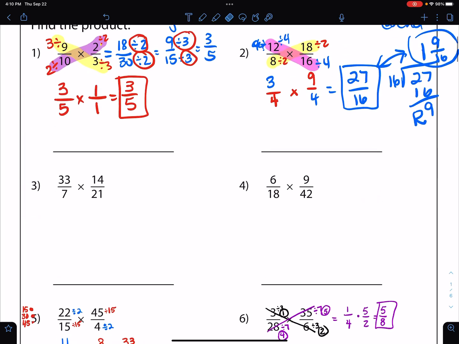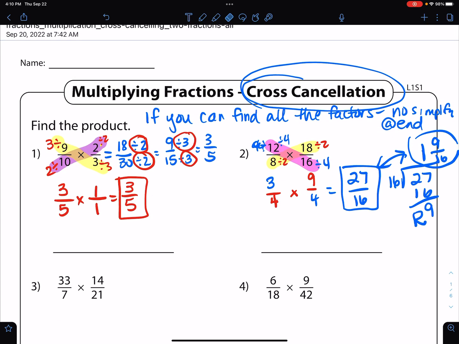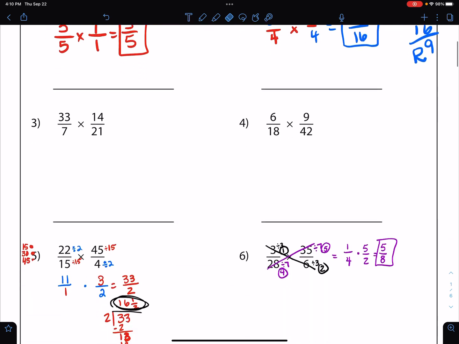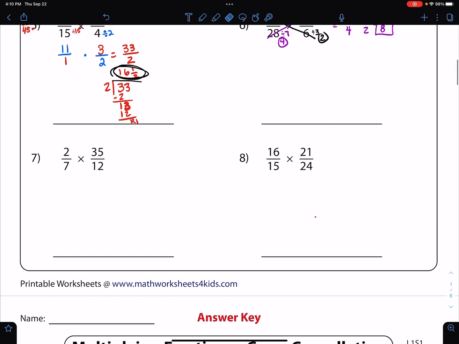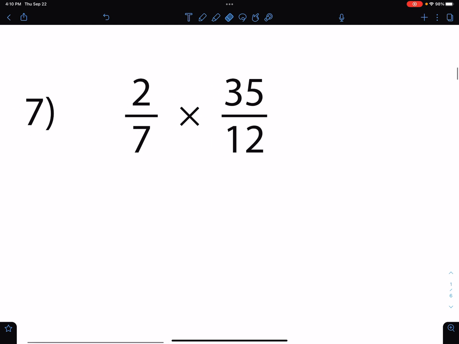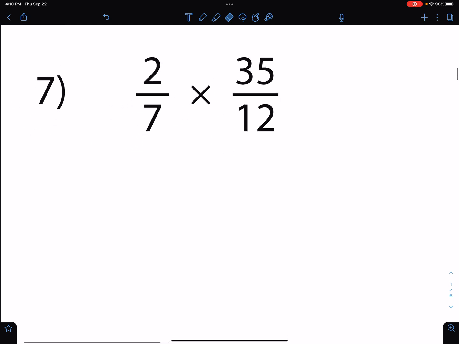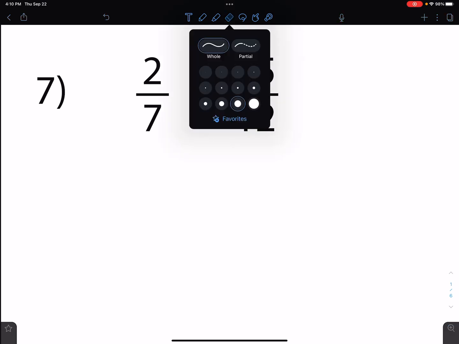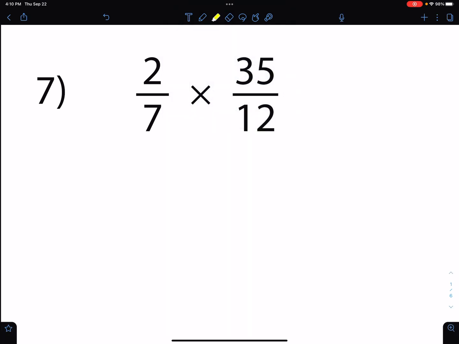Okay, we are doing multiplying fractions using cross cancellation because it makes the work a little bit shorter, the numbers a little bit more friendly. It also helps us to recognize greatest common factor, or at least the factors of the numbers. So for this one, number 7, we're going to try to find the common factor of those two.